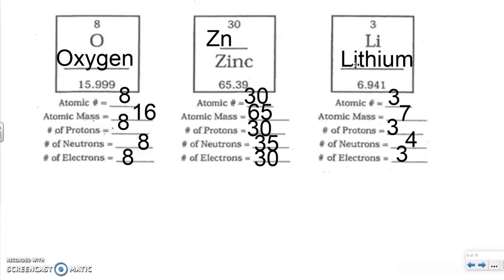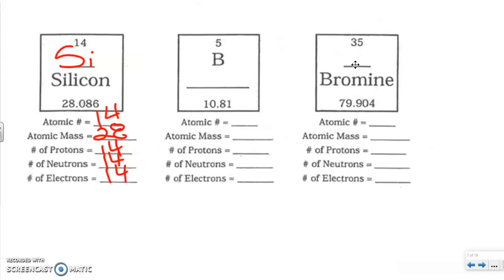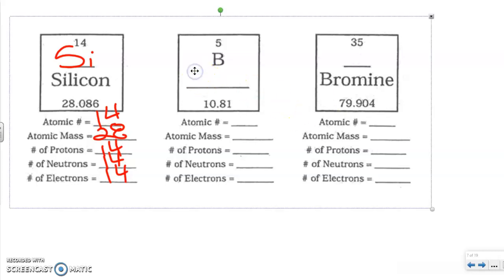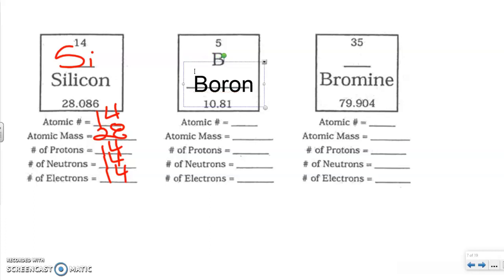Pause if you need to, but I'm going to move on to the next set. Boron is the element represented by the letter B. The atomic number is 5. The mass will round to 11. There are 5 protons, 6 neutrons, and 5 electrons.